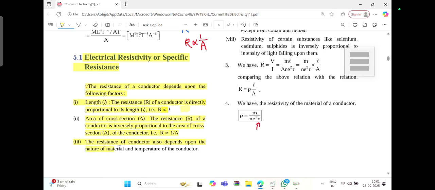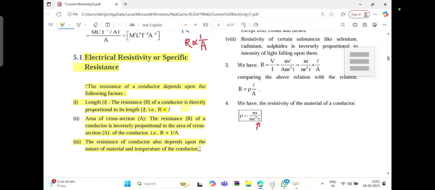I have already told that rho is dependent only on the nature of the conductor and temperature. I have already told about the resistivity, which only depends on material or temperature. That is already discussed in our classes. That is the most important thing I have already told.